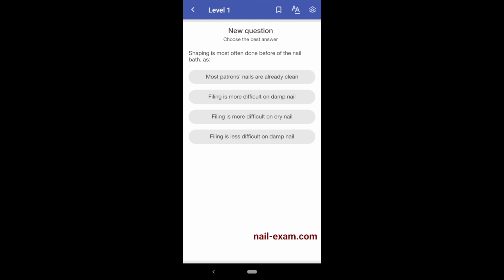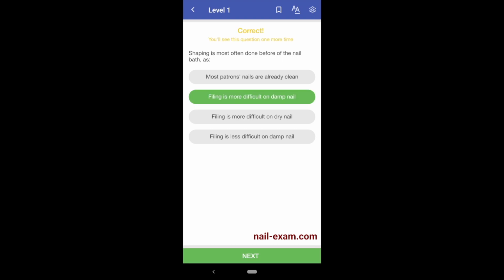Shaping is most often done before the nail bath, as. Answers: A. Most patrons' nails are already clean. B. Filing is more difficult on damp nail. C. Filing is more difficult on dry nail. D. Filing is less difficult on damp nail. The answer is B.